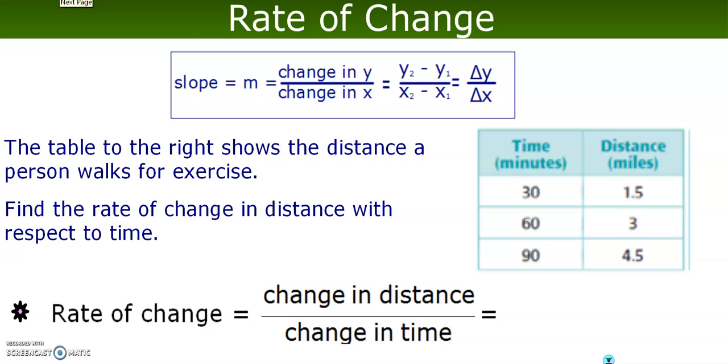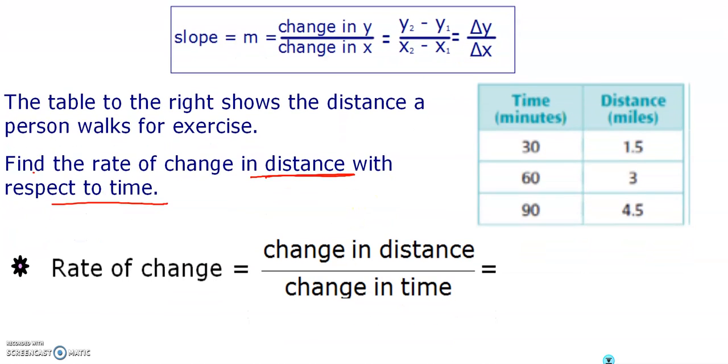The table to the right shows the distance a person walks for exercise. Find the rate of change in distance with respect to time. In the word problem, they say find the rate of change in distance with respect to time. So when we set up our fraction, we're looking for the change in distance over the change in time. And the way the word problem is set up, distance comes first, that's on top. Time is on the bottom.